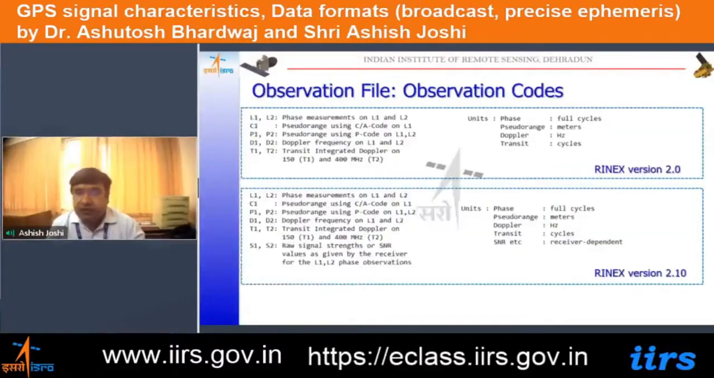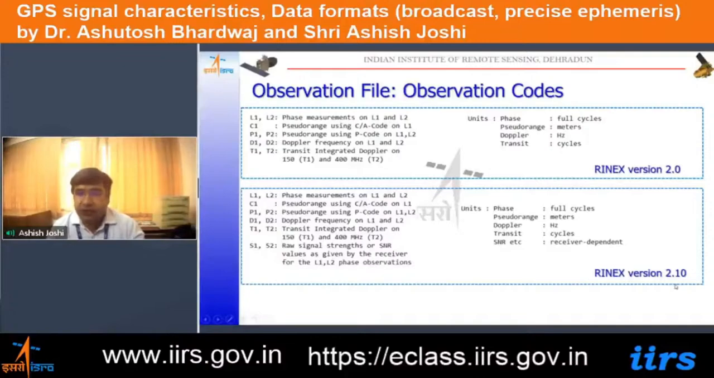So what are the observation codes in the RINEX file? In different versions we have different codes. If we are considering RINEX version 2.0, then we have these codes: L1, L2, C1, P1, P2, T1, T2. What are L1, L2? They consist of the phase measurements. C1 has the pseudo range using the C/A code. P1, P2 consist of the pseudo range using the P code on L1, L2. So based on these codes, we will find out our measurements.